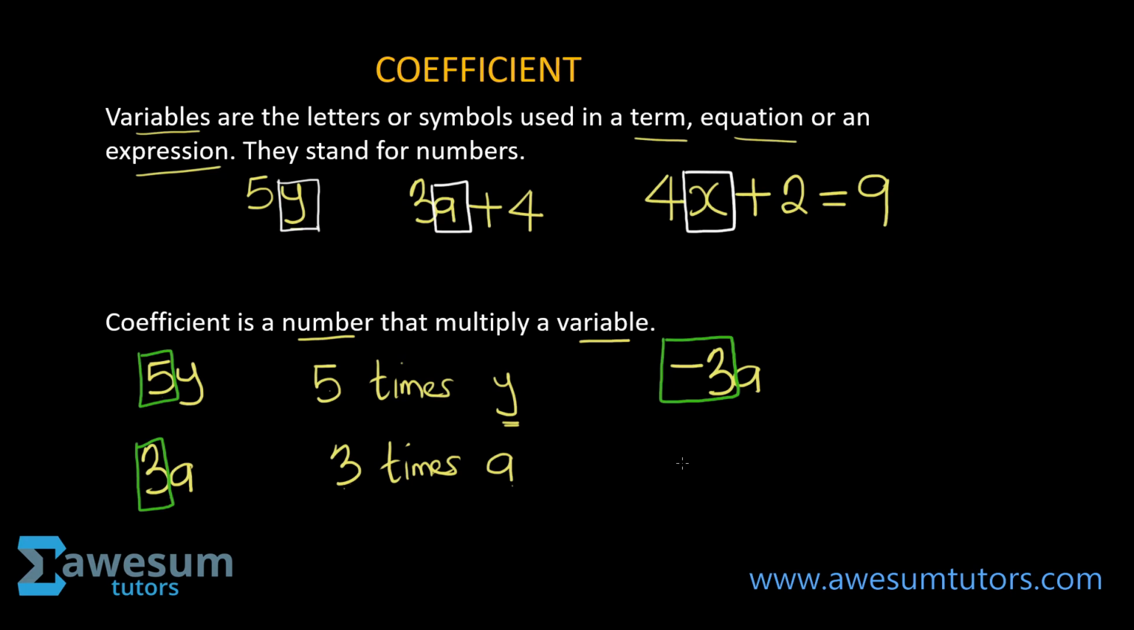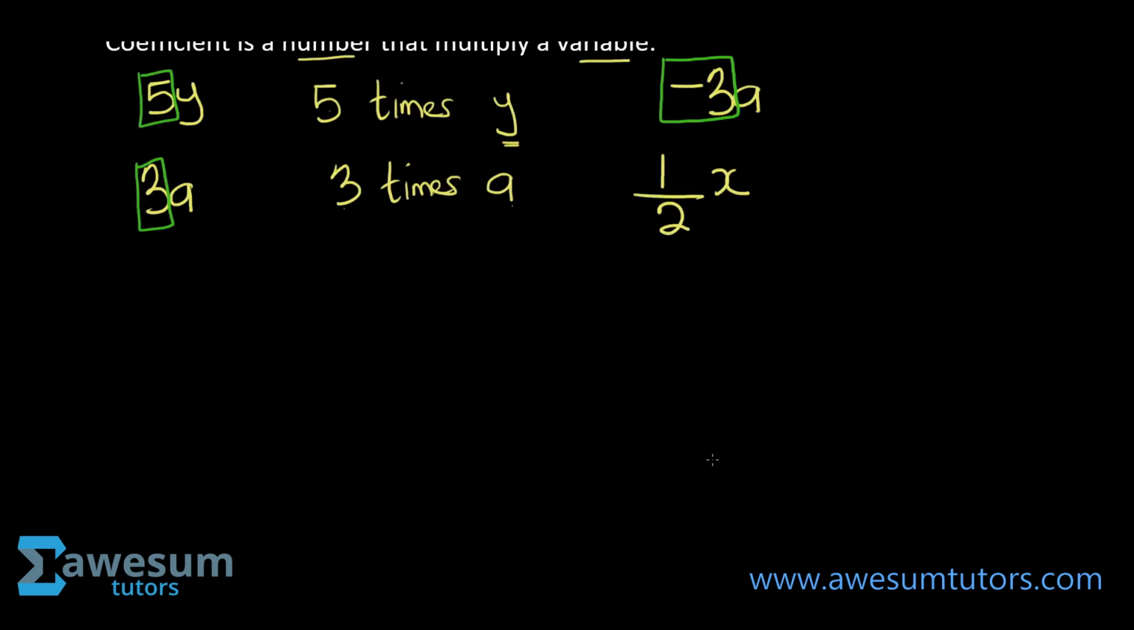What about if I have something like this? 1 over 2x. What is the coefficient of x right here? If you take a look at this, 1 over 2x means 1 over 2 times x. So in this case also the coefficient of x is going to be 1 over 2. Okay, very easy guys.